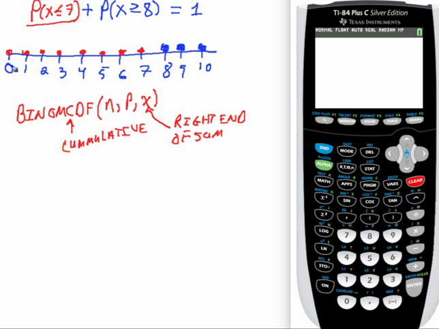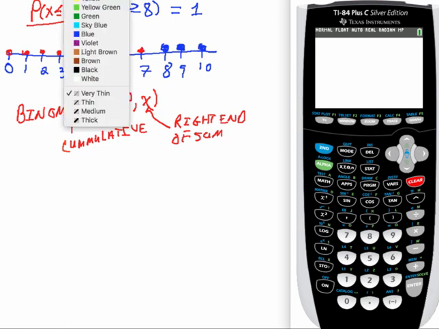So that means it adds up 0, 1, 2, 3, 4, 5, 6, and 7, all of their individual probabilities. Probability of x being equal to 0, equal to 1, equal to 2, etc. Okay? Now, what's the big deal? That's not what I want. I want the probability of x being greater than or equal to 8. Well, here's the trick of it.